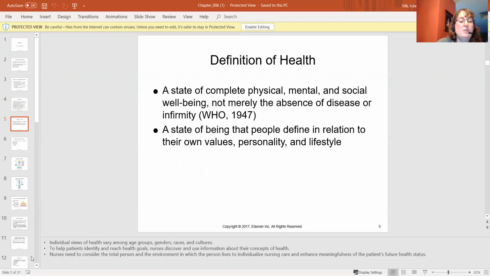So it's up to us to help patients identify and reach their health goals. We need to discover and use information about their concepts of health. We need to consider the total person and the environment in which the person lives to individualize their nursing care and enhance meaningfulness of their future health status.